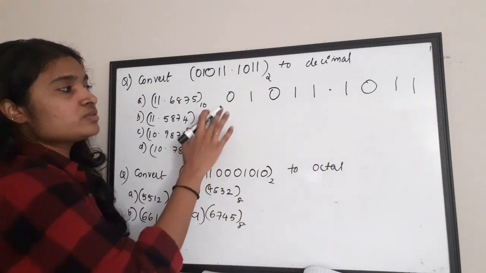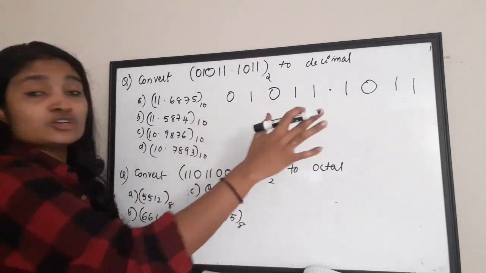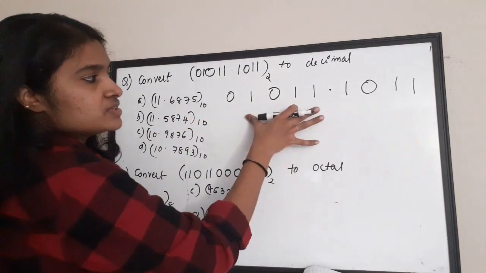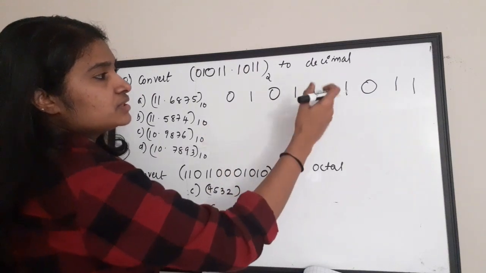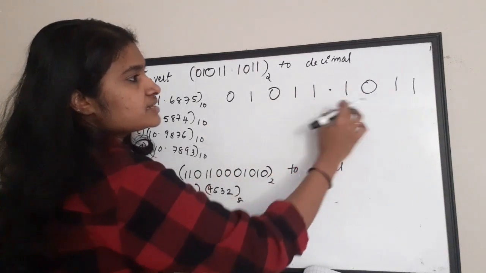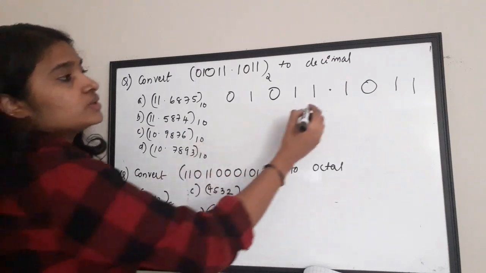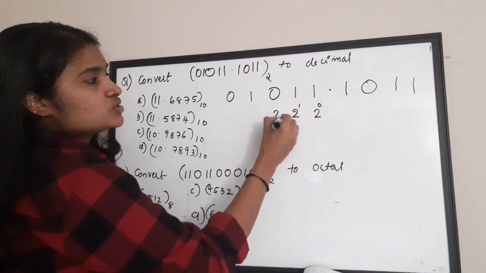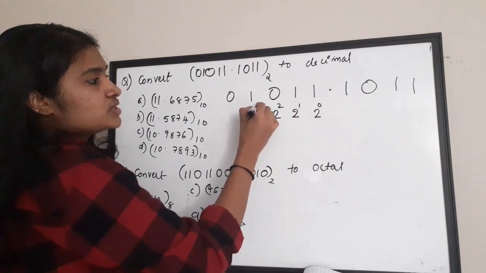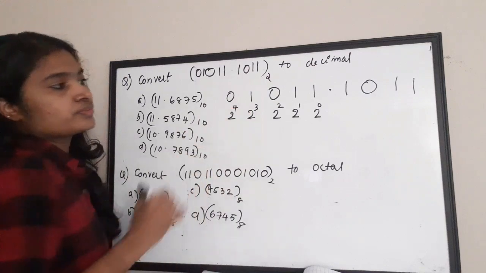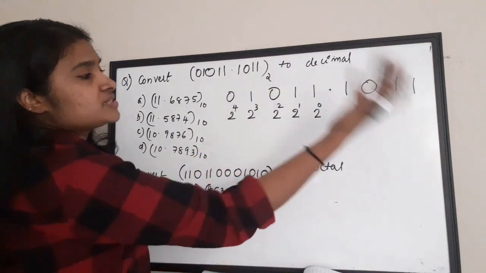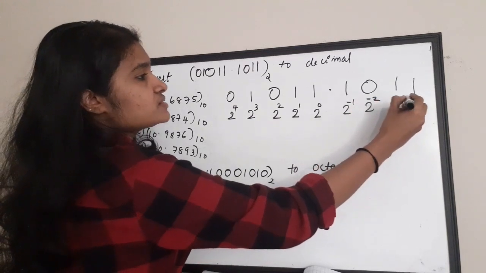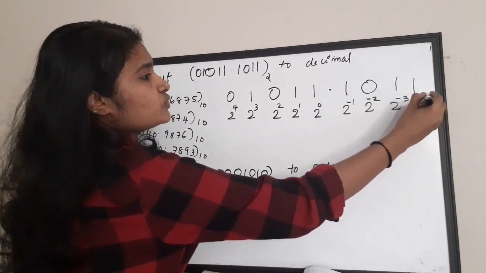Okay, now I am going to write the position values for each of these numbers. So these numbers are having positive powers, that is before the decimal. After this decimal point, these numbers are having negative powers. Here it is 2 raised to 0, here it is 2 raised to 1, here it is 2 raised to 2, this is 2 raised to 3, and this is 2 raised to 4. After the decimal point, it is 2 raised to minus 1, 2 raised to minus 2, 2 raised to minus 3, and 2 raised to minus 4.